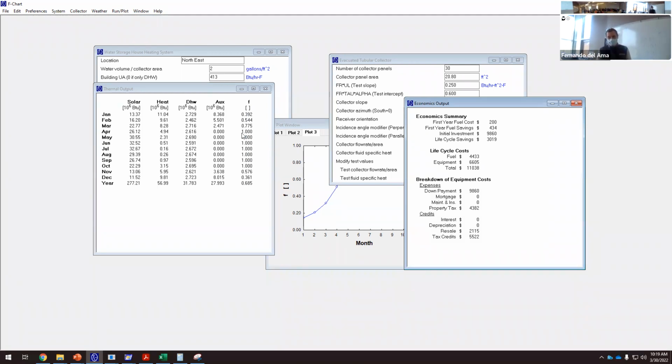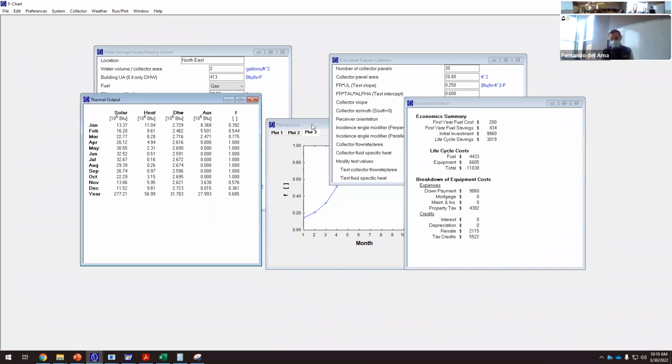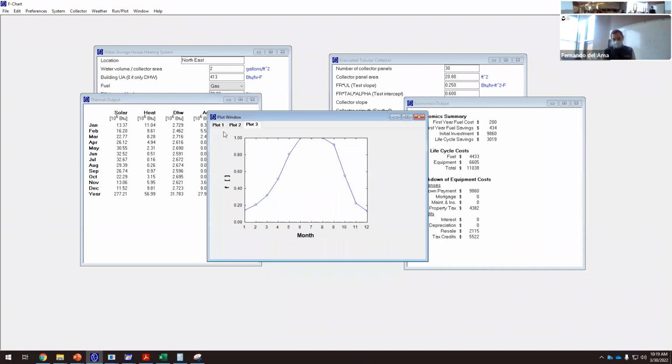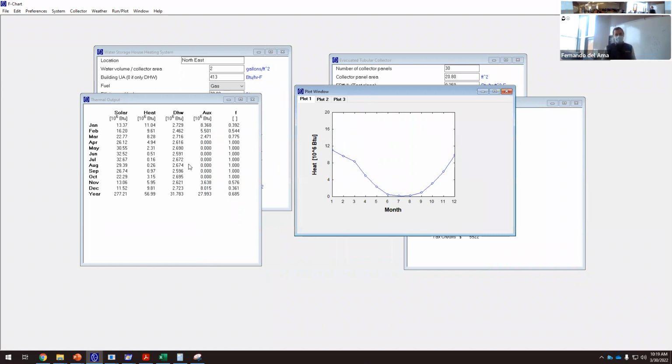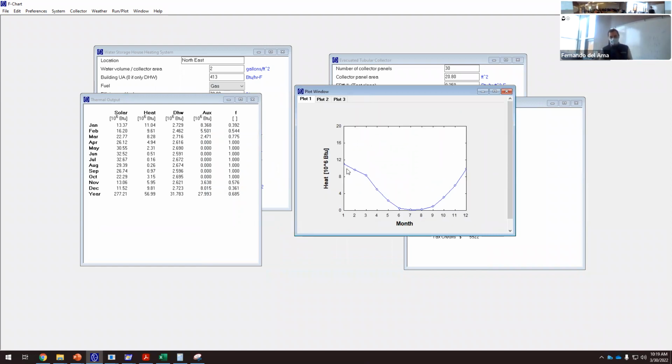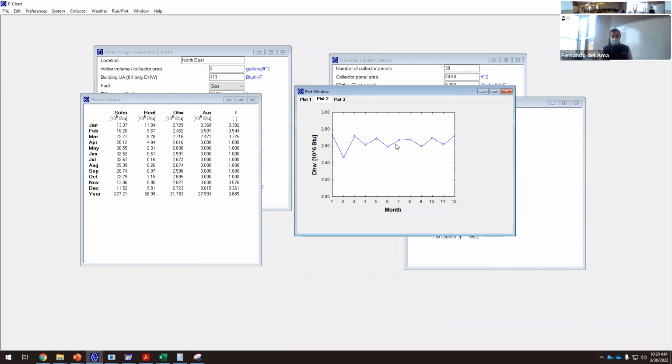What's the problem? In these months there will probably be overheating, because if we plot this again, this has not changed. The heating loads have not changed. I have more panels, but I have the same heating load and the same domestic hot water load. What has changed is the F.